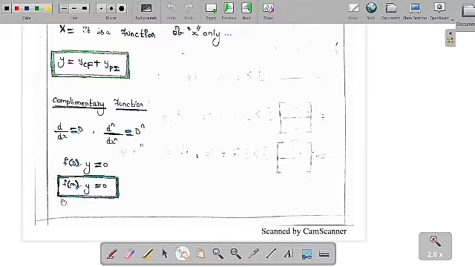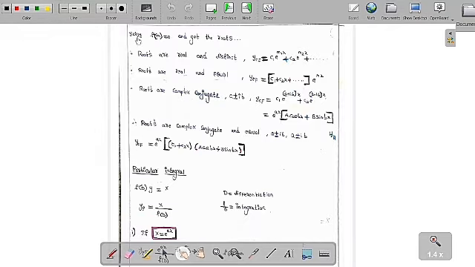So I want to find the values of m for which this equation becomes 0. Solve f(m) is equal to 0 and get the roots. It may be a quadratic equation, a cubic equation, or a simple equation. Solve this equation and get the values of the roots.